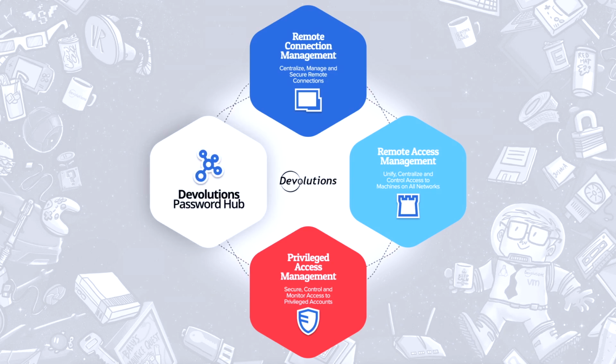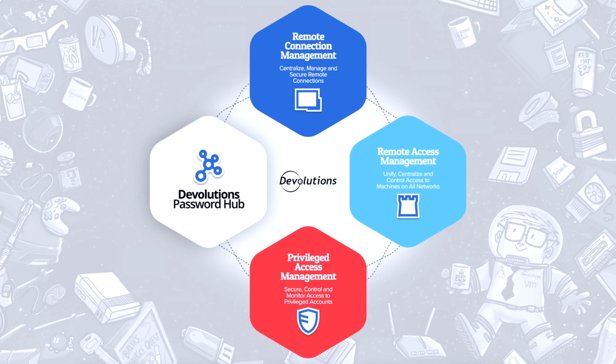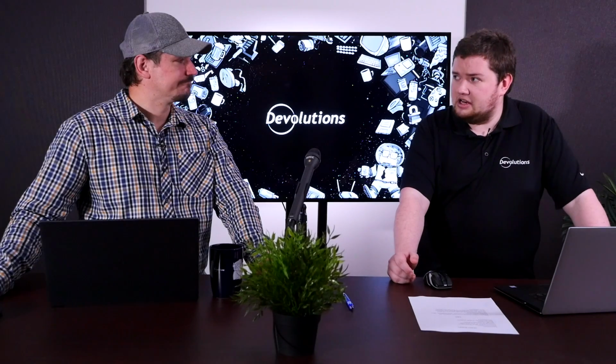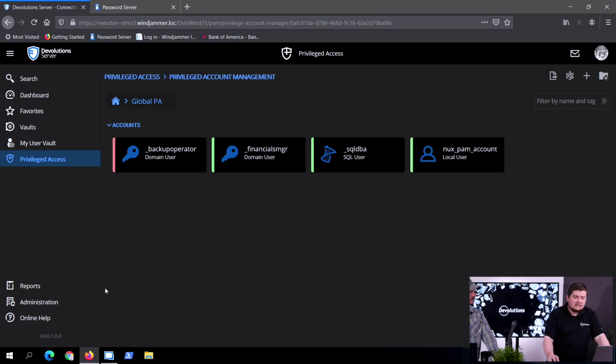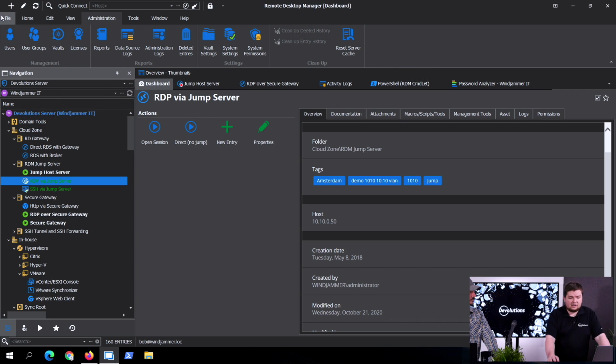We have Devolutions Server and RDM. Now we have other products as well. We also have another password management solution, which is called Devolutions Password Hub. Password Hub is designed to be an enterprise-grade cloud-based password management solution, similar to LastPass, 1Password, Dashlane, Keeper, and so on. All of these are enterprise-grade password managers. This is our own offering, and it can be easily integrated into Remote Desktop Manager as well.